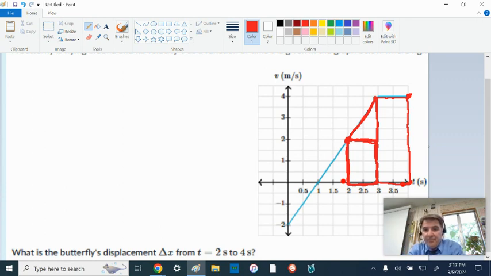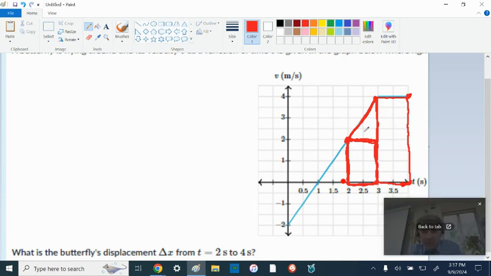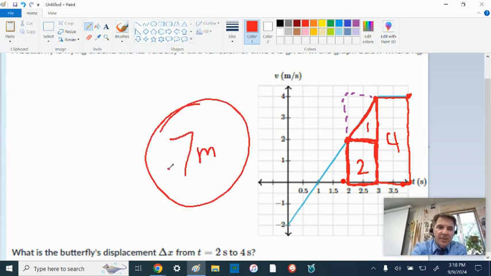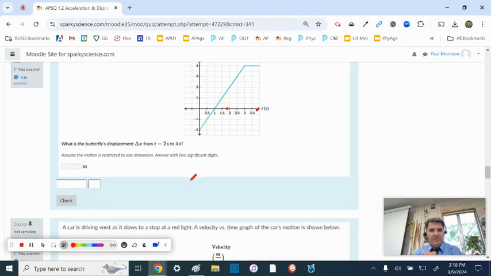So 4 times 1 is 4. That's an easy one. And this would also be 4 if it was going all the way out. So if this is true, that must be 2, and if this is 2, then that must be 1. So that must be 7 meters. Hopefully that works. So anyway, that's enough.